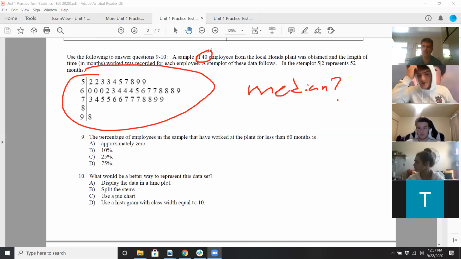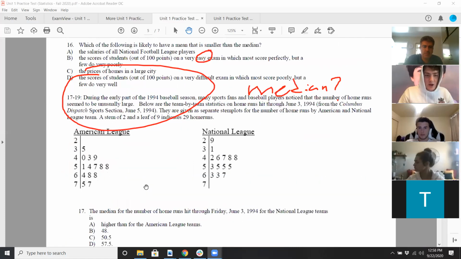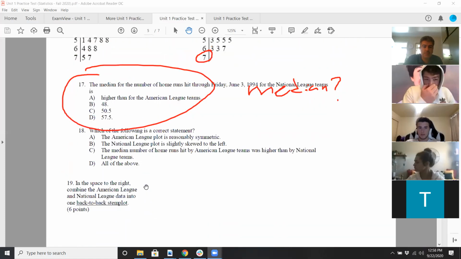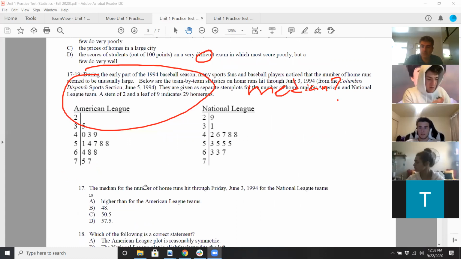Okay, the dog is gone, so I can ask now. Yeah, fire away. Okay, so for 17 through 19, it's the same kind of idea for the stem plot. When we had to make the actual stem plot, I looked back at the answer key and I did it a little bit differently. I put the numbers in the order that it was in, like say the American League, it's 039, and then on the answer key you had it as 930.